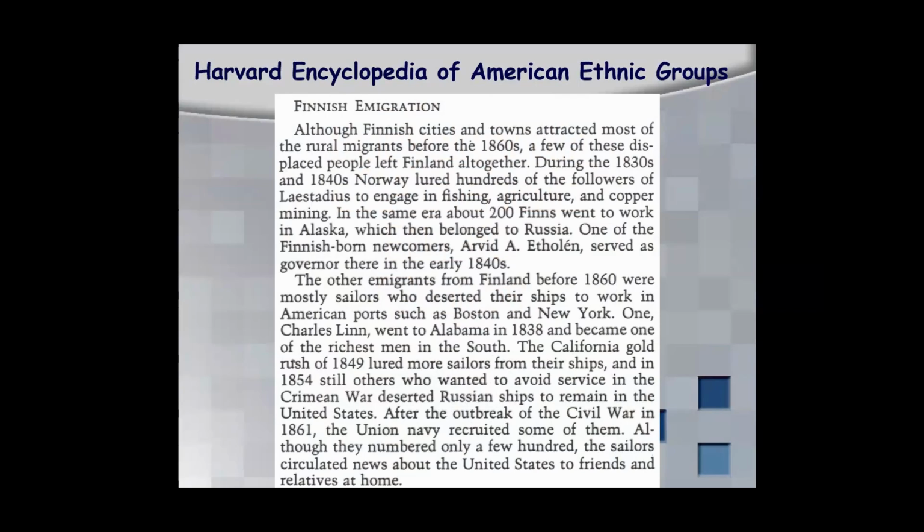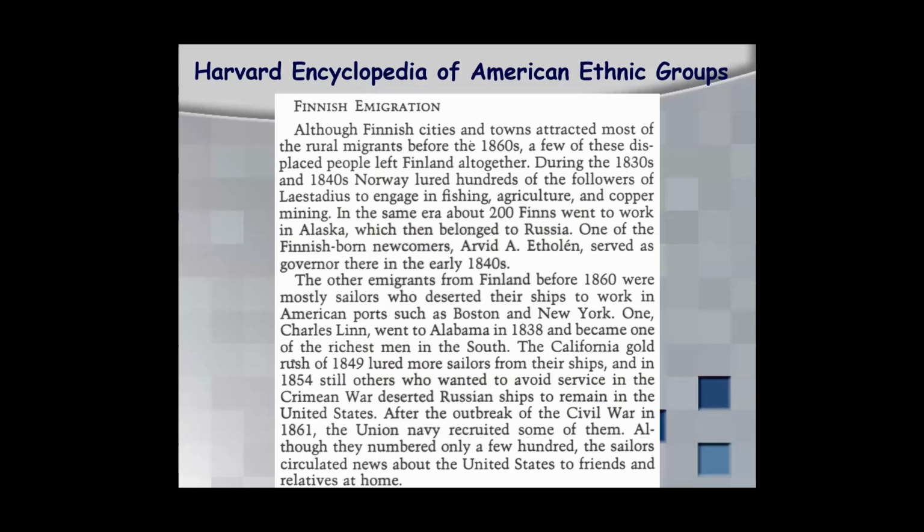You know what? There'll be like a 5% chance or less that you will find your specific ancestor listed in this book, but it's so valuable because it will tell you where to look. I like to say, in a polite and collegial and professional way, it'll tell you where to go, right? So that second paragraph, other immigrants from Finland before 1860 were mostly sailors, deserted their ships, et cetera, told you where they went, and sometimes what they did.